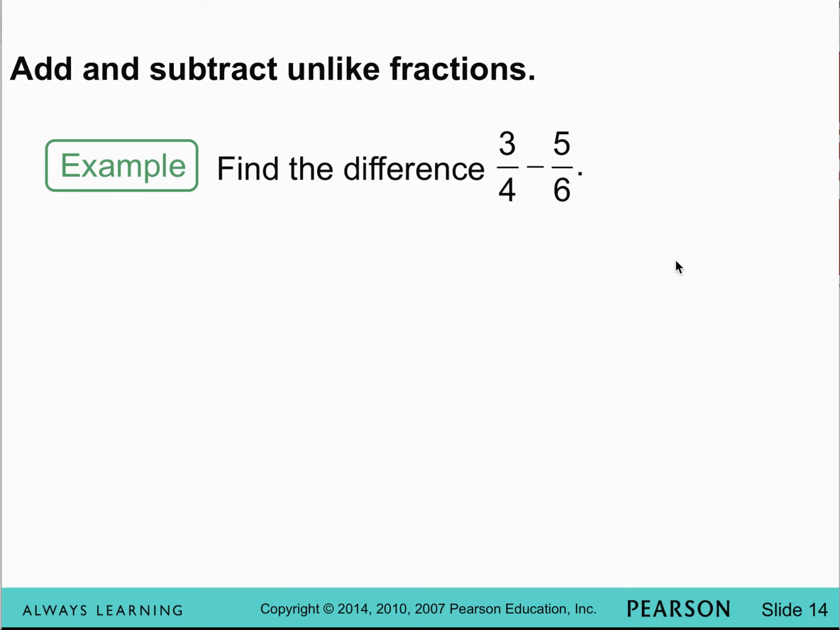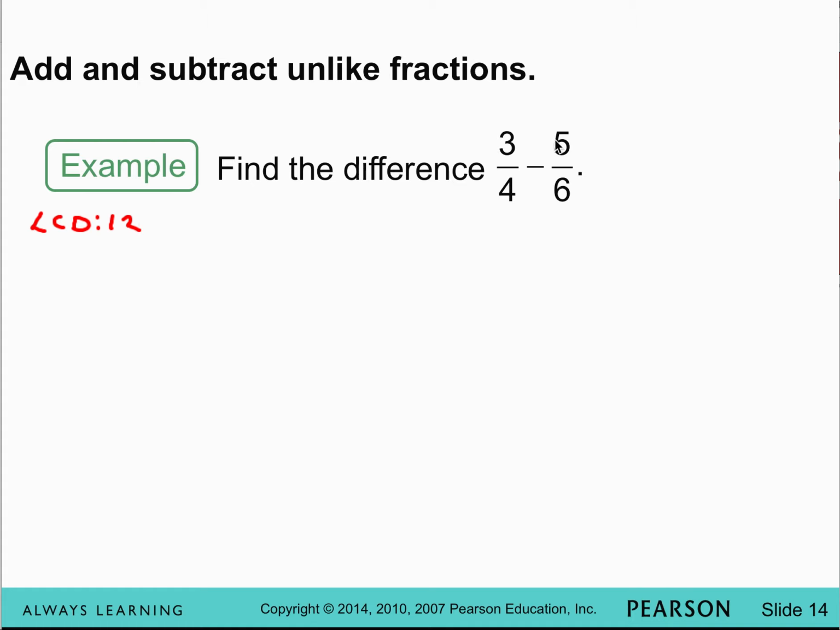Okay, so they're not the same. First thing I do, are the denominators the same? If they are, I'm golden. But they're not the same, right? So I check the biggest one. Does 4 go into 6? No. Well, 6 and 6 is 12. Hey, it goes into 12 though. 12 is my least common denominator.